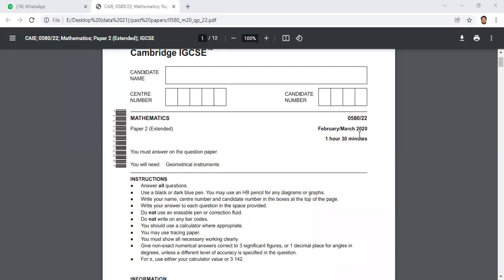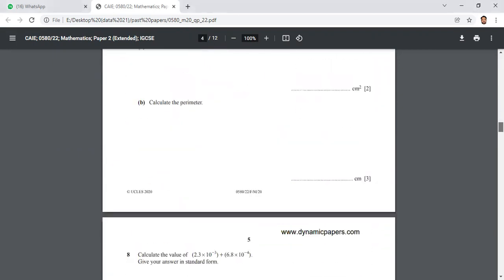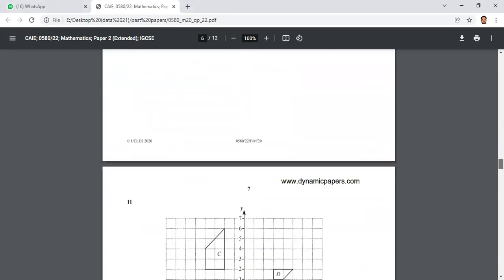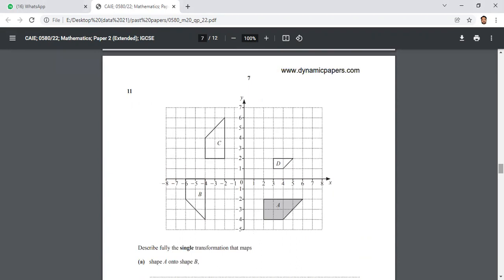Yes, last time we solved this exam paper, February March 2020, 0580 code 22. We solved the first 9 questions, and in the second part of this video, inshallah, we will solve the rest of the questions of this paper. Let's see question number 11 onwards.